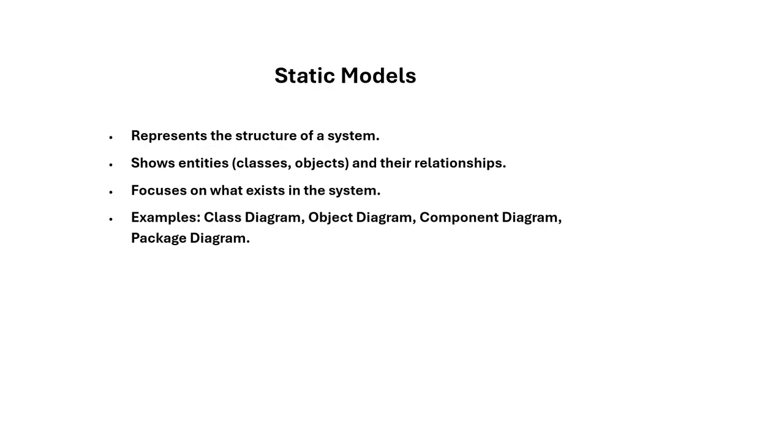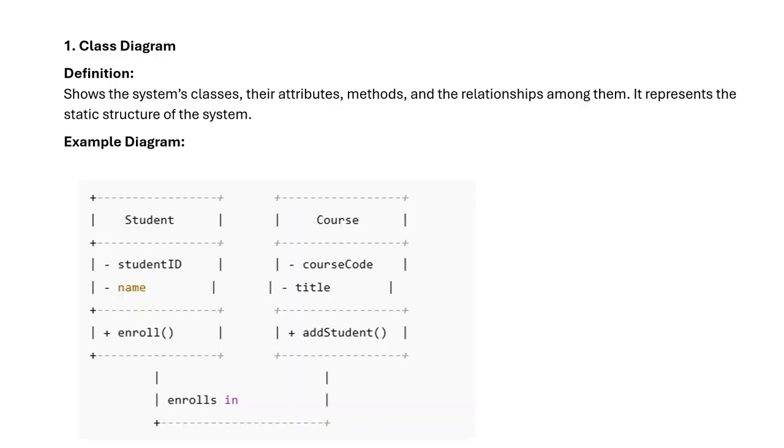Some examples here are the class diagram, object diagram, component diagram, and package diagram. I'll cover some of these. Starting with the class diagram: if you know object-oriented, things are represented by classes. Here you show the classes that exist for the system, and you show the relationships between them. This example is for a student and registration, like a student who wants to register for a course.